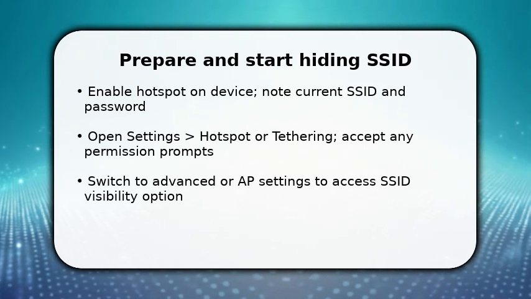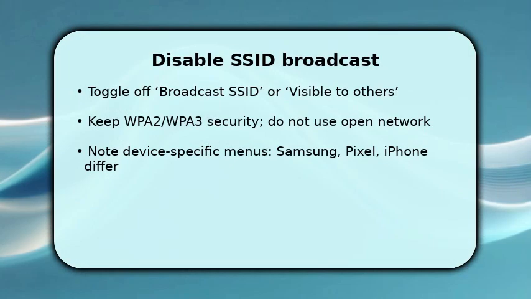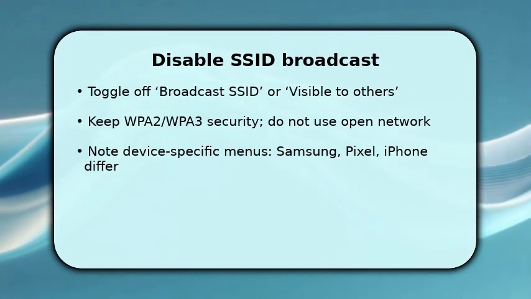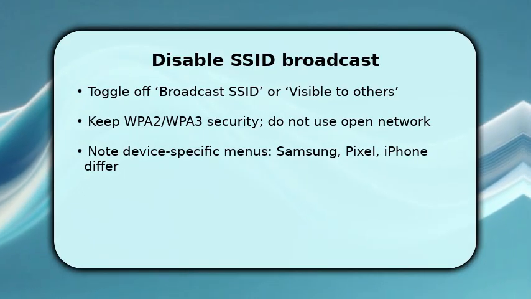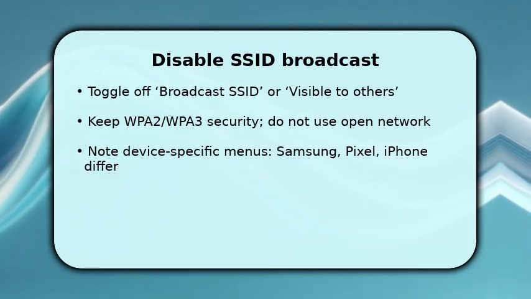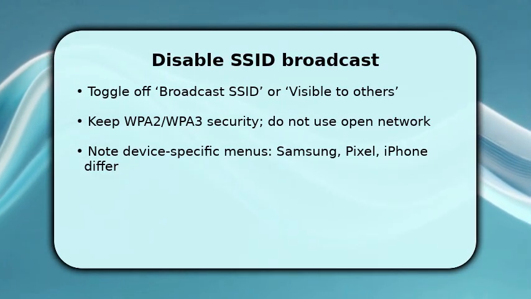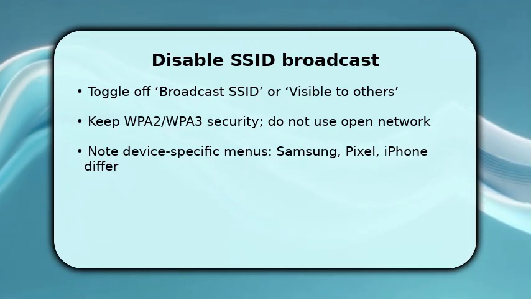Once in AP settings, locate Broadcast SSID or Visible to Others and toggle it off. That hides the hotspot from scans. While doing this, make sure security remains WPA2 or WPA3. Do not switch to an open network because hidden SSID is not encryption.